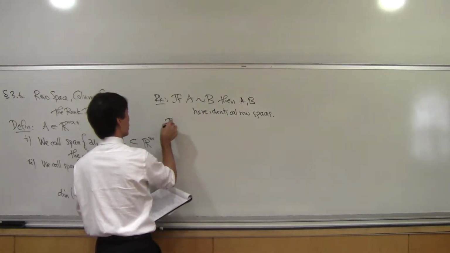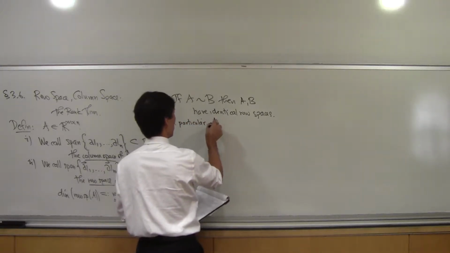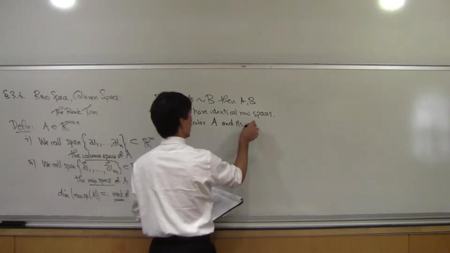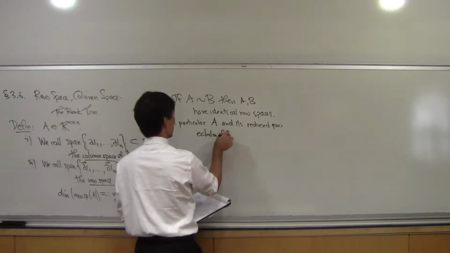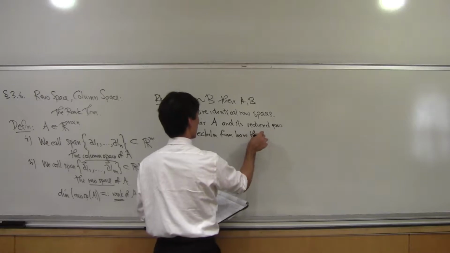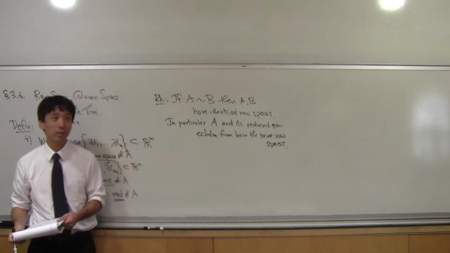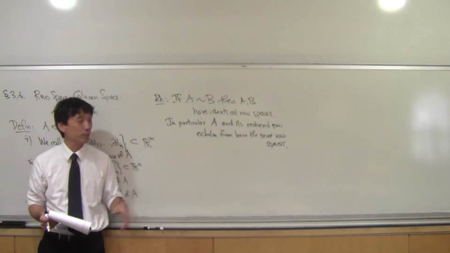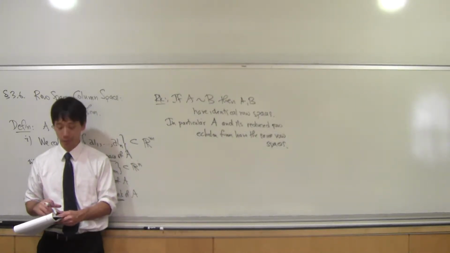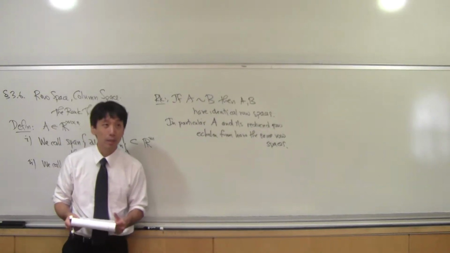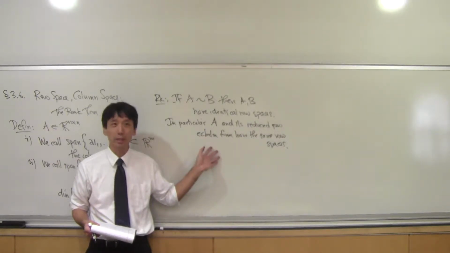Right? In particular, A and its reduced row echelon form have the same row spaces. So if I take a matrix and I reduce it down to its reduced row echelon form, then that has the same row space as the original matrix. What's good about reducing to the reduced row echelon form? What would be good about that?